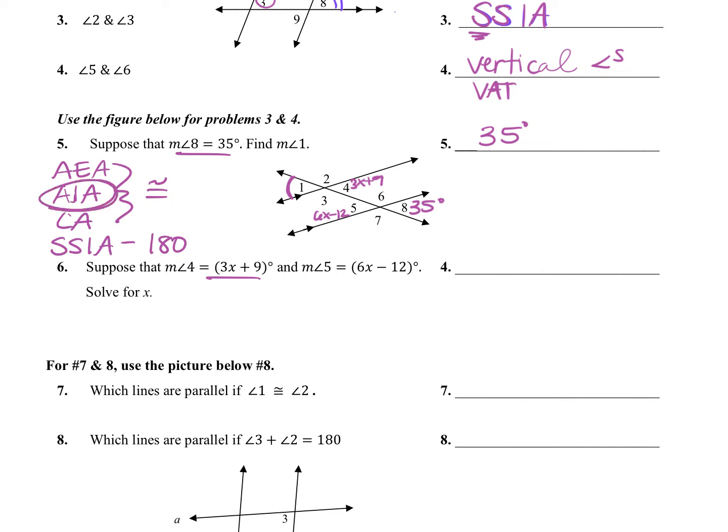Alternate interiors, right? We know alternate interior angles have to be congruent. So we're going to say 3x plus 9 equals 6x minus 12. So take away the 3x, you get 3x. Add the 12, you get 21. So x is going to be 7.